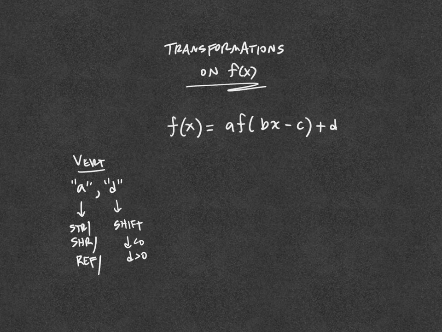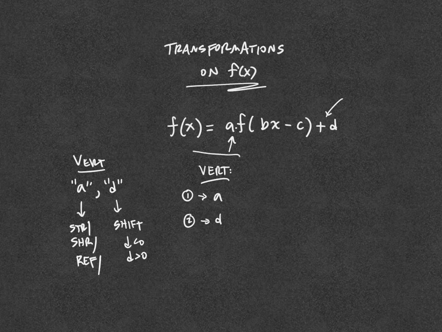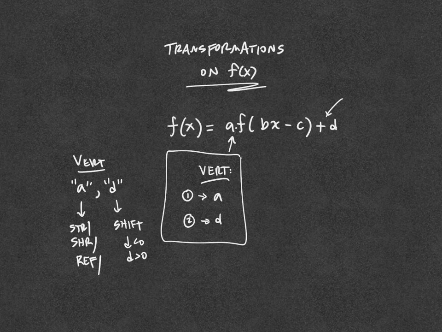So with the order of operations, clearly multiplication would come before addition. Therefore, when doing any sort of vertical transformation, always perform whatever is happening with regards to A, and then second, perform whatever is happening with regards to D. So when you think about vertical transformations, perform them in the order A and then D. So any sort of stretch, shrink, reflection, and then a shift up or down.